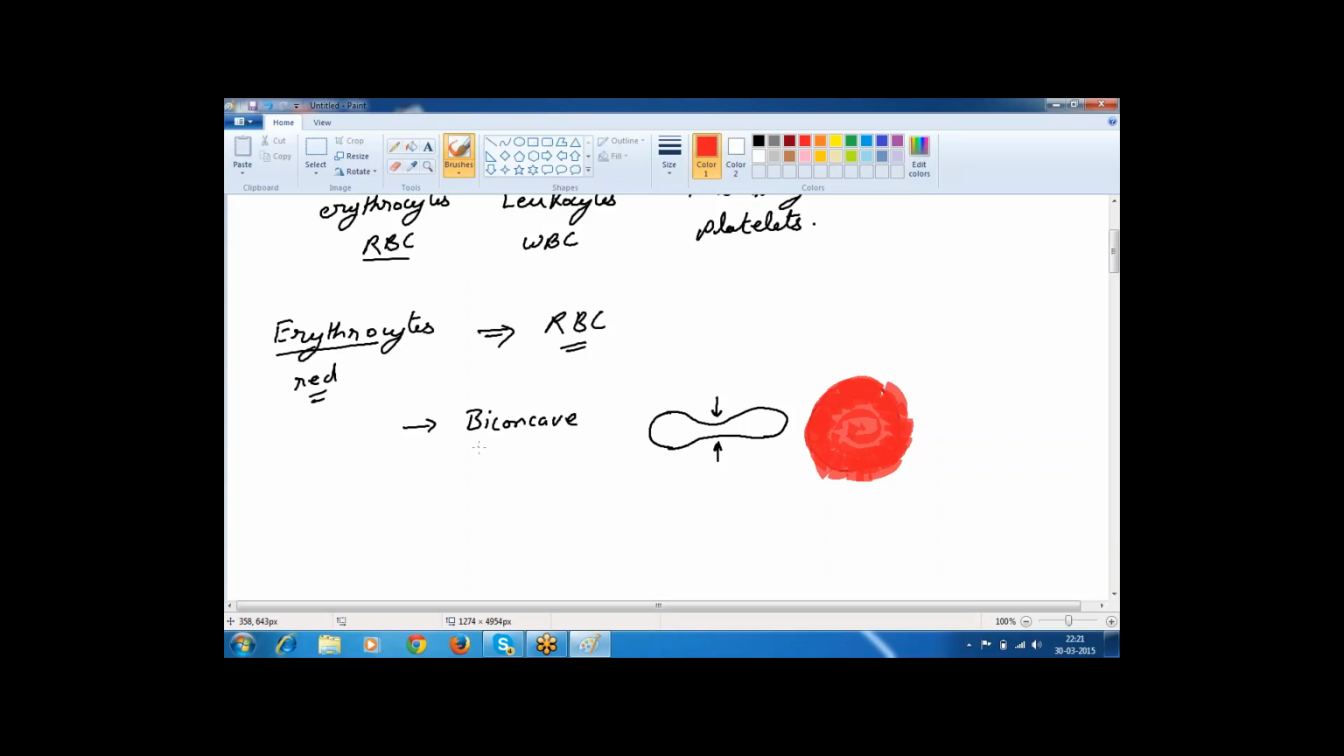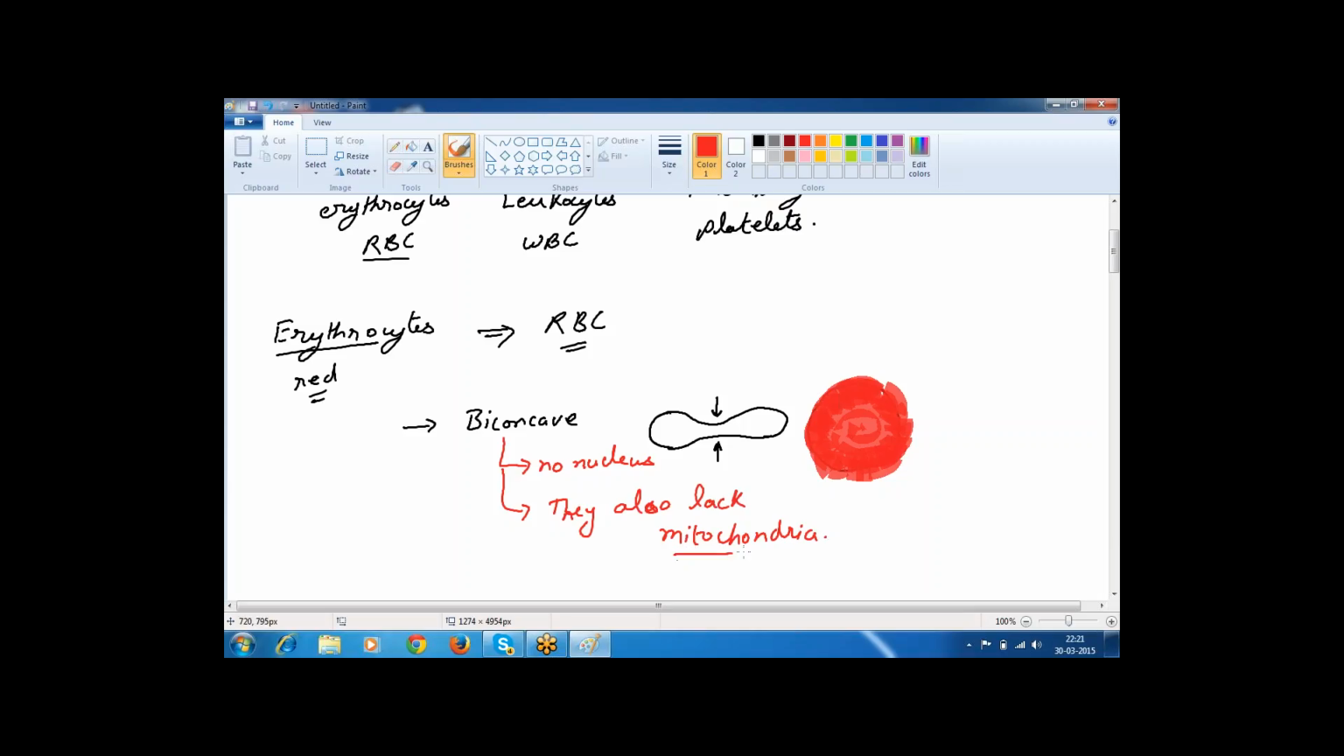Why they are biconcave? Because they have no nucleus. The most bulging organelle in the center for cells is nucleus. They don't have nucleus, so the central bulge is not there. They also lack mitochondria. They also don't have any mitochondria.